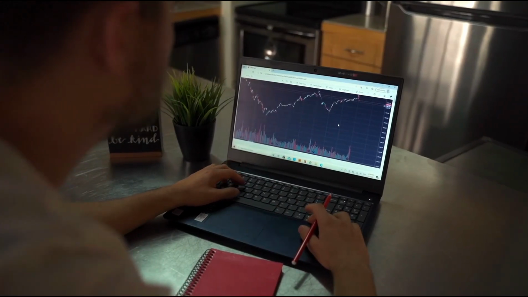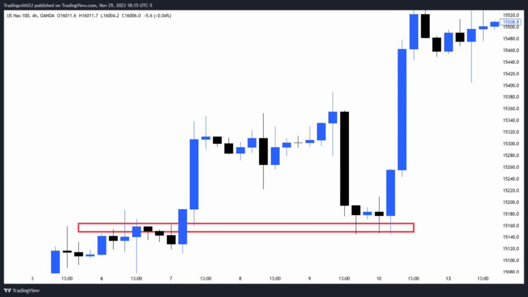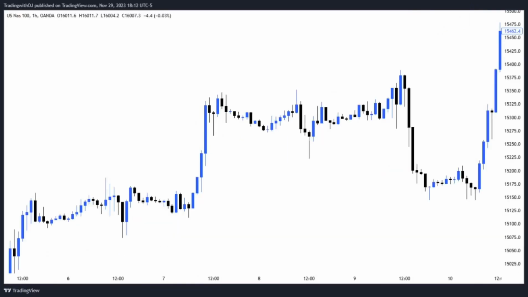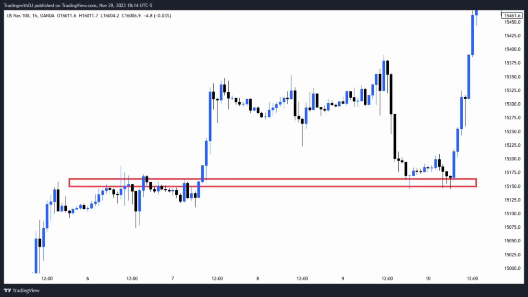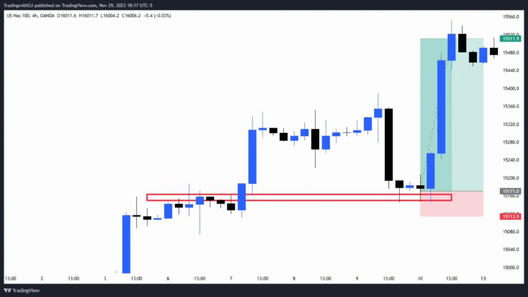We are going to be looking at another example of the multiple rejection candlestick pattern. Here we have the NAS 100 4 hours time frame chart, and here we have the 1 hour time frame chart, and you can see that there's multiple rejection on the 1 hour time frame, and also multiple rejection on the 4 hours time frame. Then you place your trade and you make money.